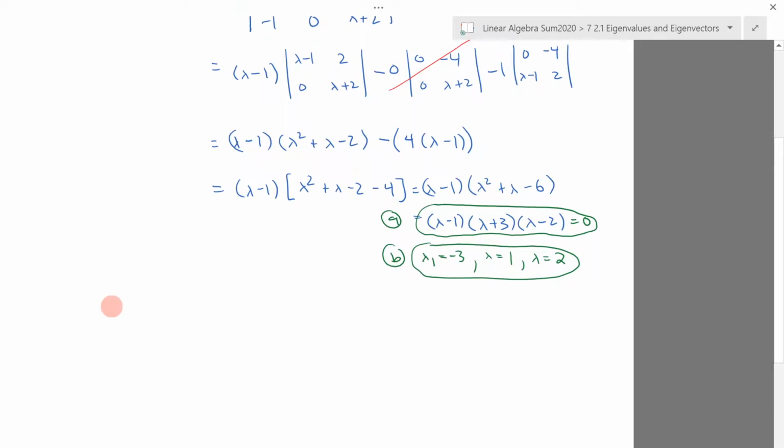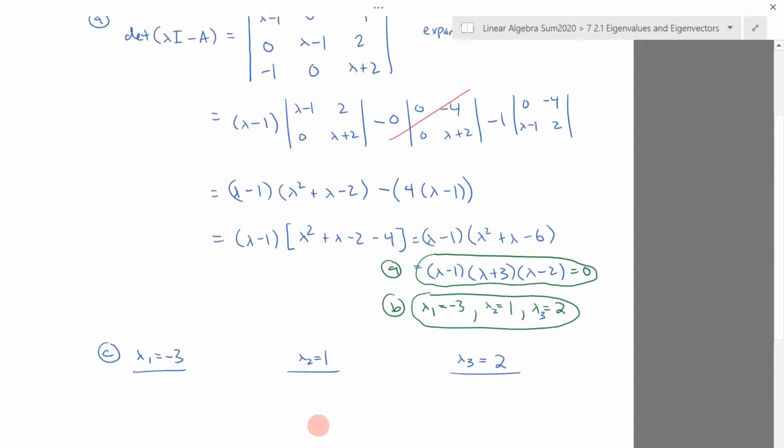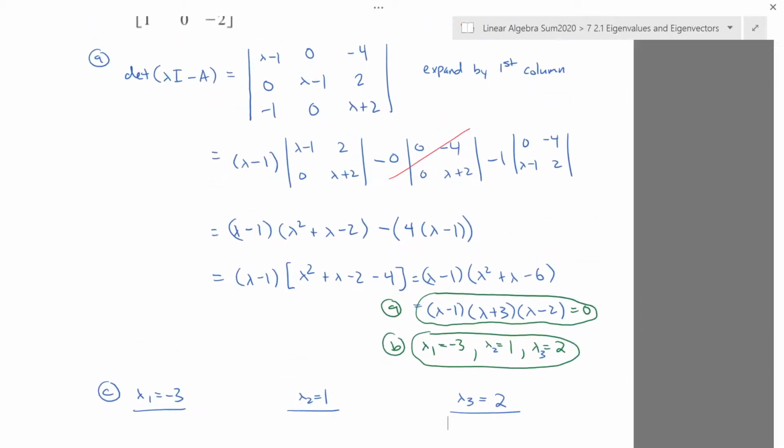So last step is to get the eigenvectors, and again we do it separately for each eigenvalue, right? So I have to do it for lambda 1 equals -3, and we do it for lambda 2 equal to 1, and we do it for lambda 3, which is equal to 2. Okay, so what do I have to do? I have to plug in each of them, so starting with eigenvalue -3, I have to plug it back into this matrix.